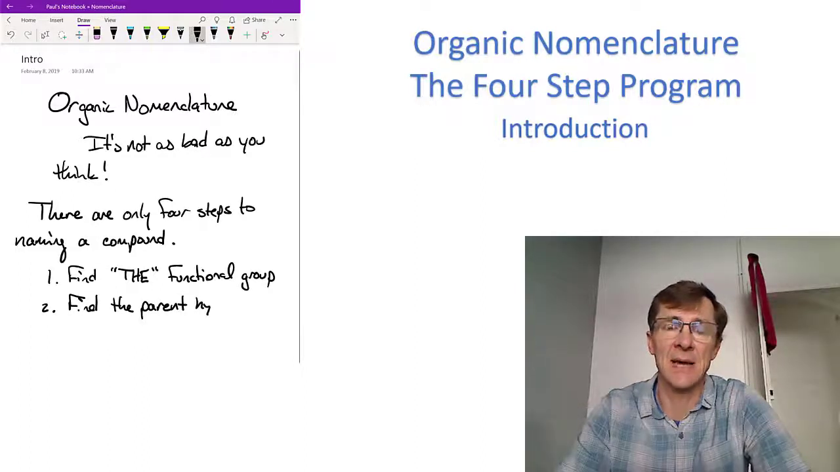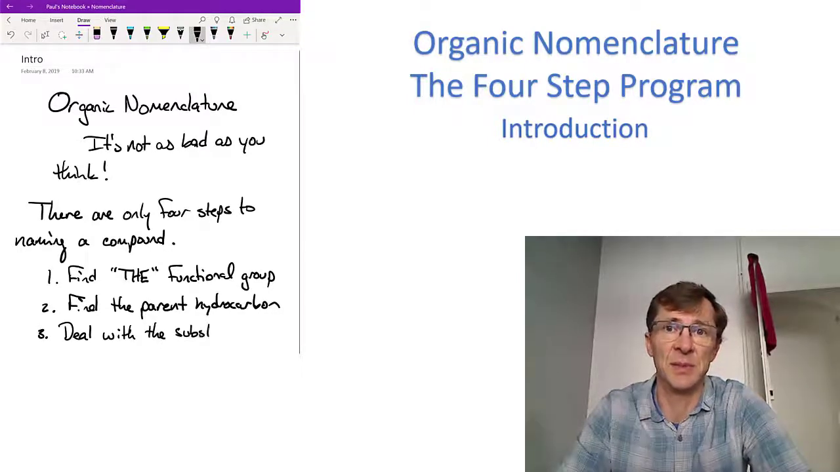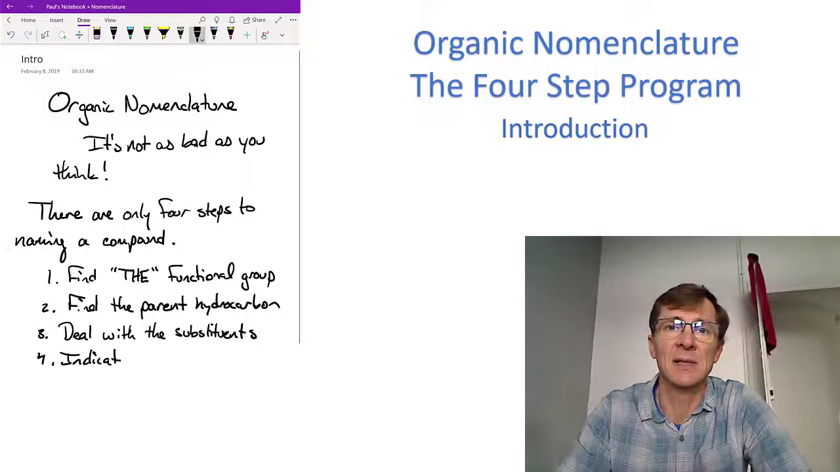Our second step is to then find the parent hydrocarbon, which is defined as the longest continuous carbon chain containing that functional group that you identified as the highest priority one. Your third step, which is often the longest, is to find and fully indicate the substituents. The substituents are basically everything that you haven't covered with the functional group and the parent hydrocarbon. The final step, which is often not terribly hard, and which you have done in the past, is to indicate all the stereochemistry in the molecule.